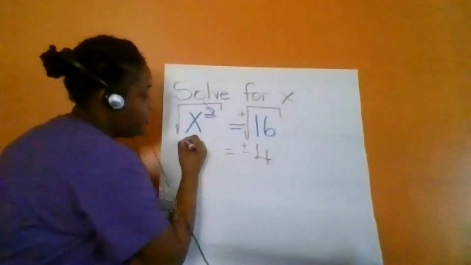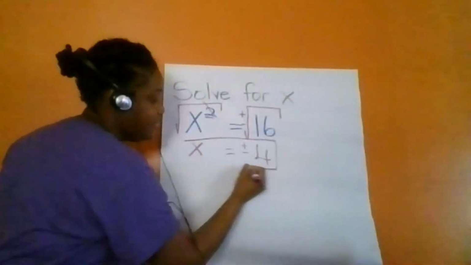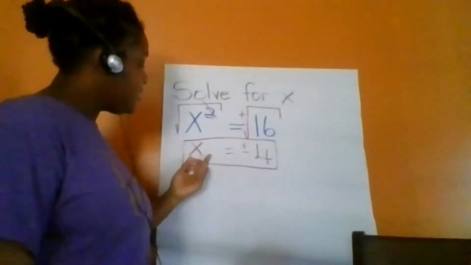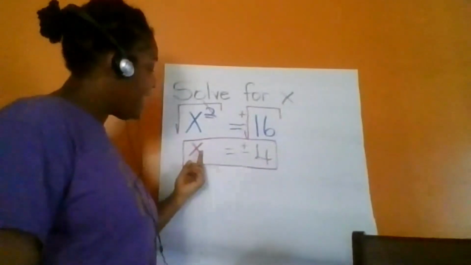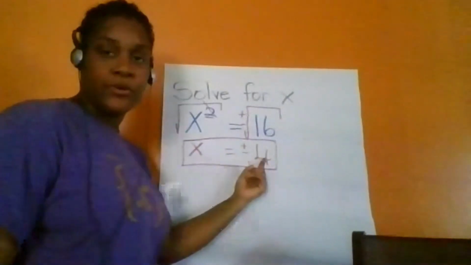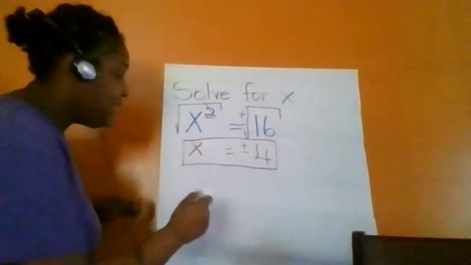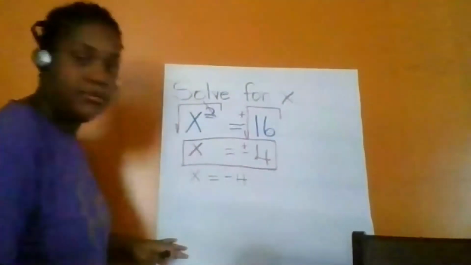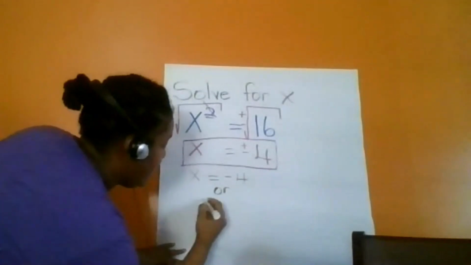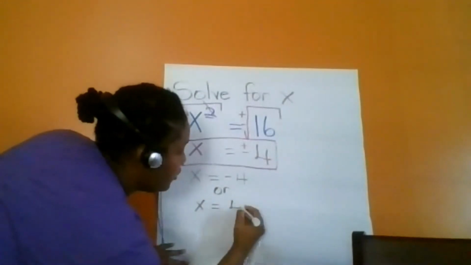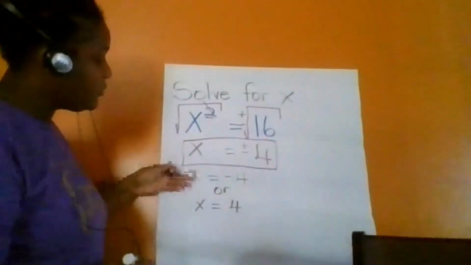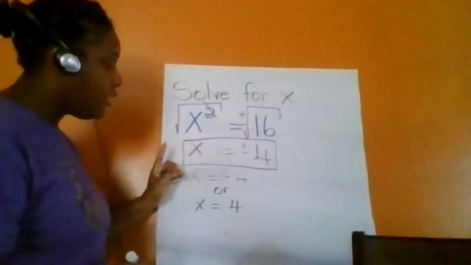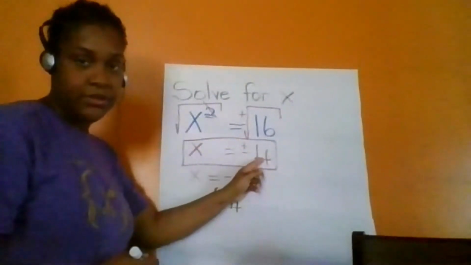Very good. So this is the answer to our problem. Students, what does this mean? x is equal to plus or minus 4. It means that x can either be negative 4 or x is equal to 4, which is positive 4. So x is equal to positive 4 or x is equal to negative 4.